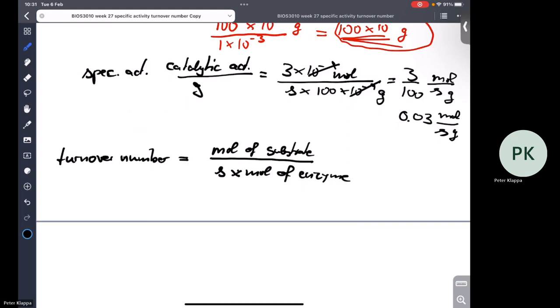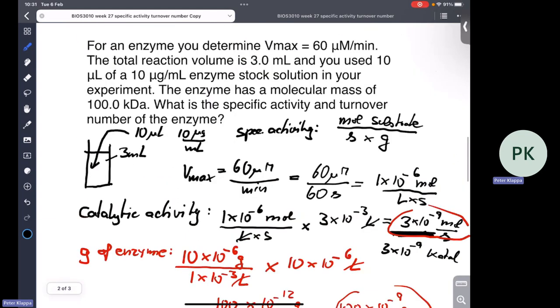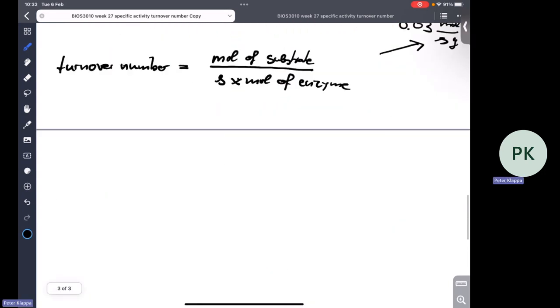Now, how can we calculate that? What we basically need to do is find out how many grams, no, how many moles of our enzyme do we have in 1 gram? And then we can put that into this equation here. Now, do we have any information about it? Oh, absolutely, yes. We know that our enzyme has a molecular mass of 100 kilodalton. So enzyme has 100 kilodalton. What does that mean?